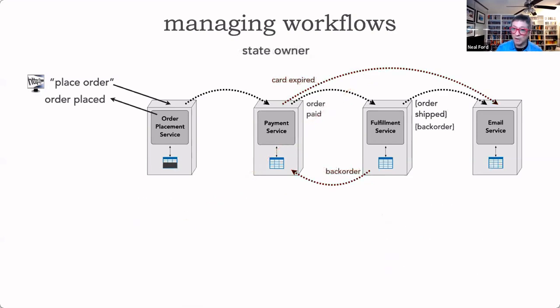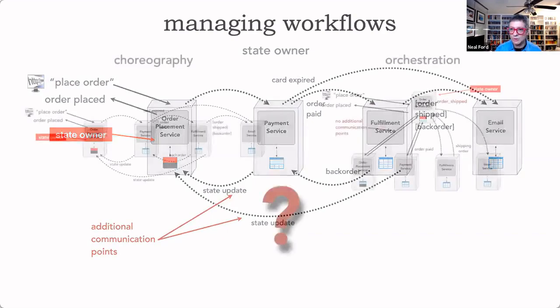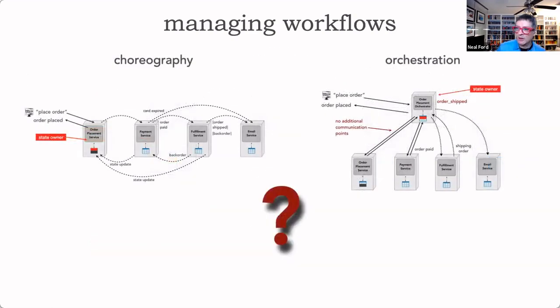And of course, if I have to worry about state ownership, if this guy is the state owner, then it makes it even worse because now they have to update this guy because it's owning the state of the order. And now they all have to update him when something breaks. And again, more additional communication points. So when you first look at choreography, it's like, oh, that's awesome. But then you start looking at all of the error scenarios. And it's like, ooh, that's getting a lot less attractive now.